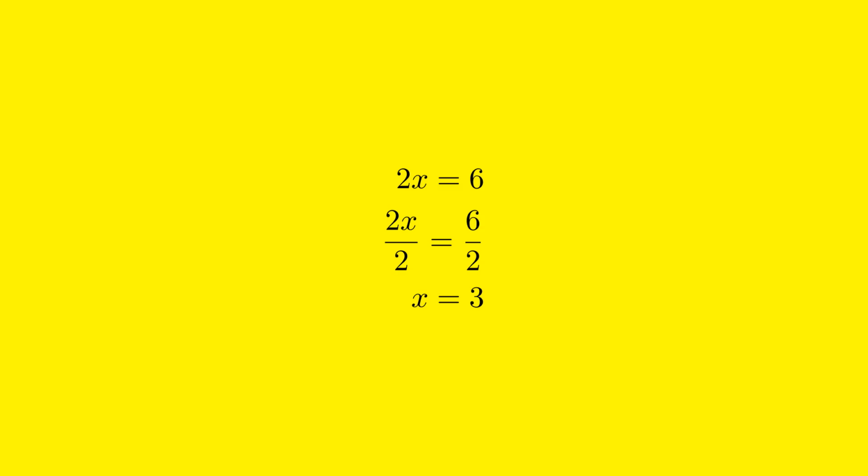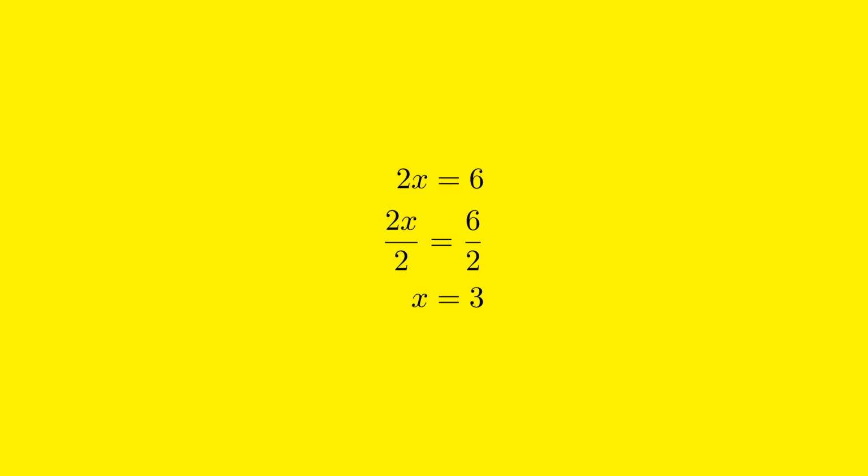When we perform the division, 2 divided by 2 equals 1, so this simplifies to 1x equals 6 divided by 2, which simplifies further to x equals 3. At this point, the coefficient of 2 has been eliminated from the variable x, leaving us with x equals 3. This is crucial because now we have successfully isolated the variable x, and we have solved the equation.